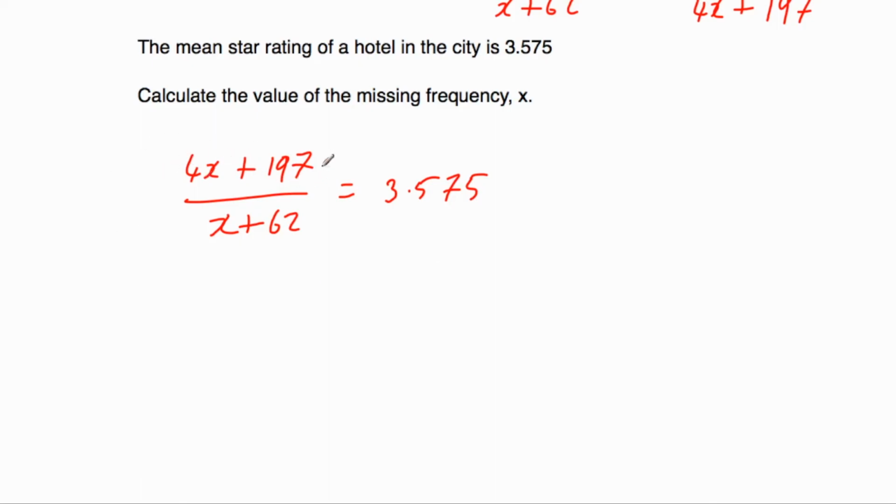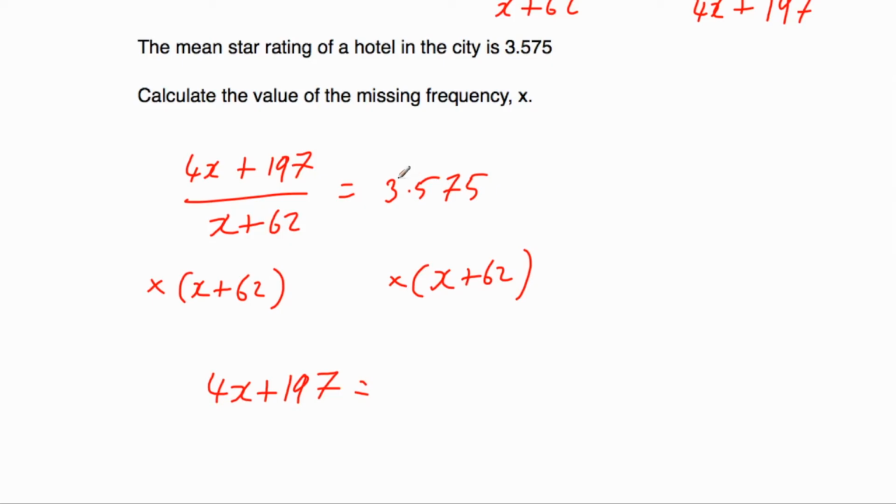So we've got 4x plus 197 divided by x plus 62 equals 3.575. Now, I don't like having x's on the denominator. I try to get rid of them on the denominator if I can. So I'm going to multiply both sides of this equation by x plus 62. I'm putting it in a bracket because I'm multiplying by x plus 62, making sure I'm not multiplying just by x or by 62. I'm multiplying by x plus 62 to get rid of the divide by x plus 62, so I'm left with 4x plus 197.